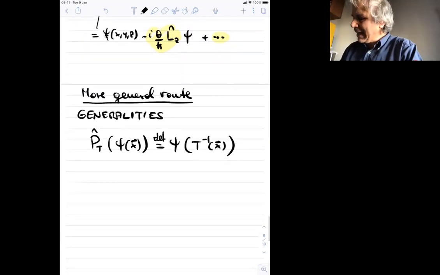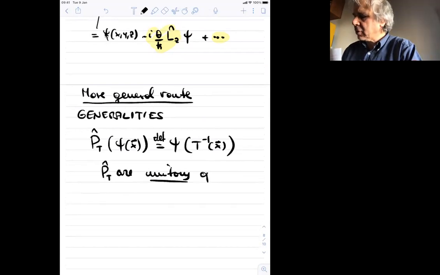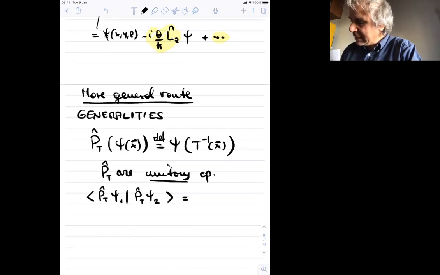Very good. Now, clearly, there are two things. This P of t are unitary operators. Okay, in other words, they conserve the scalar product. Unitary means that they conserve the scalar product. Okay, so if I calculate the P of t of some function psi1 and the P of t of some function psi2, okay? I want to prove to you that this is exactly equal to the scalar product of psi1 and psi2. How to prove it? Proof.